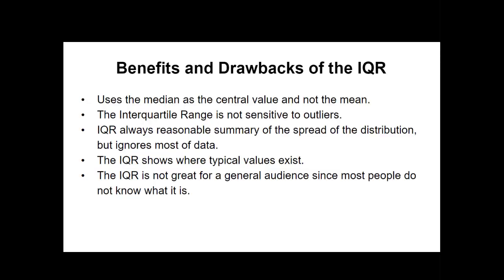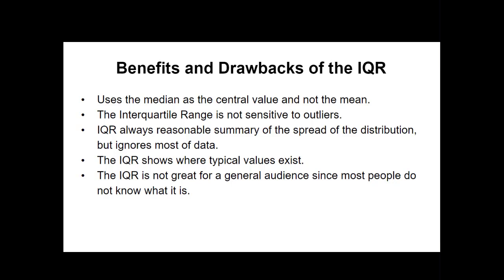Just like with most things in life, there are benefits and drawbacks for the IQR. First, the IQR uses the median as a central value and not the mean. Usually when people are discussing data, they often talk about the average, not usually the median. So it can be a little bit confusing. Also, the interquartile range is not sensitive to outliers. So although you know where the typical values exist, when you just look at the interquartile range calculation, you don't get a whole picture of what the data looks like.